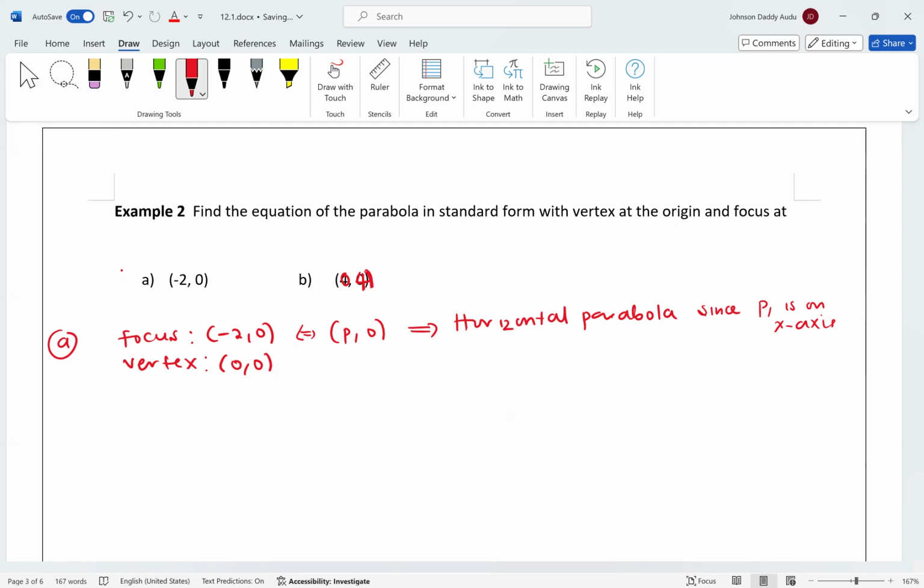Well, we know what P is. P is equal to minus 2. And we're done. So we know the equation is just going to be y squared equals 4px. So all you need to do is to substitute what P is. So you have 4 times minus 2x. So y squared is just going to be minus 8x.